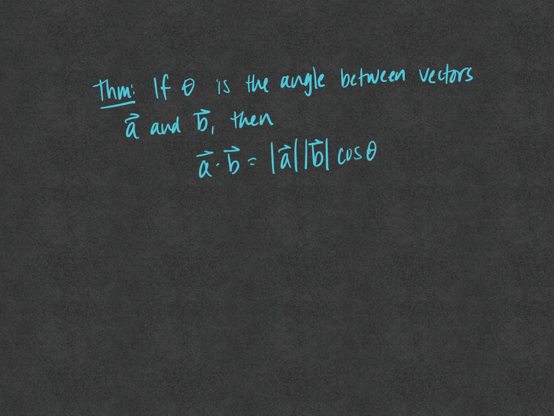Now, physicists use this as their definition of dot product and use it. It's easy to prove using your law of cosines. So think about the fact that, I don't know why I'm drawing it on here, but I'm going to, so here we go.